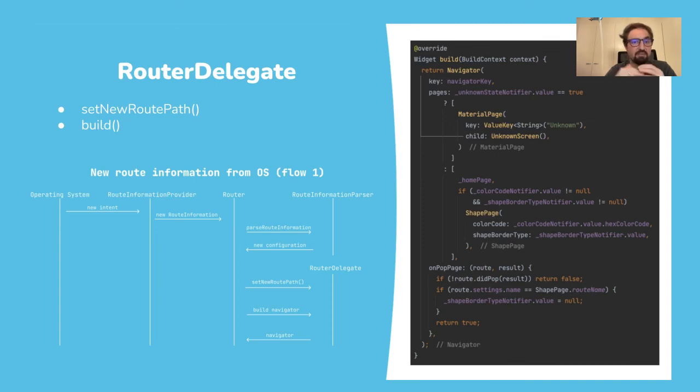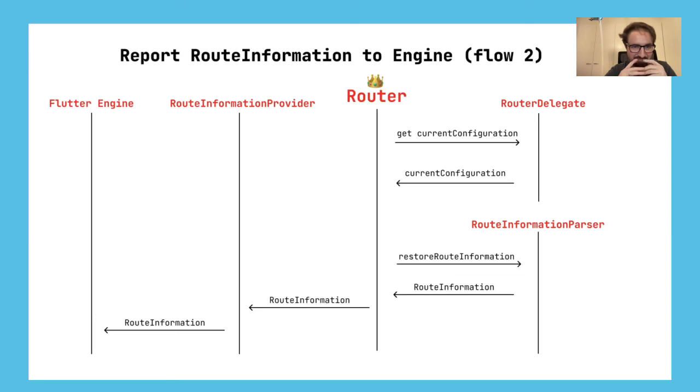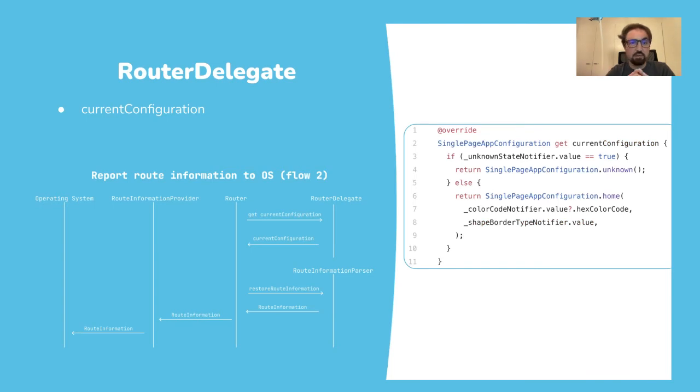And now let's see how the framework passes the route information back to the engine. The router widget here first asks the router delegate for the current configuration, which is the representation of the current app state. Then the router widget passes this current configuration to the route information parser in the restore route information method. The configuration here is mapped to route information, and this route information is sent back to the Flutter engine by the route information provider. Here we see this current configuration, and we have two configuration possibilities here, home or unknown. And the current configuration is sent to the route information via the router widget.